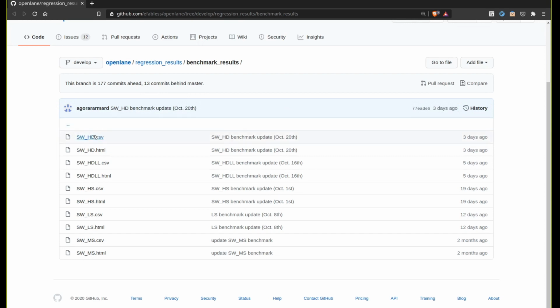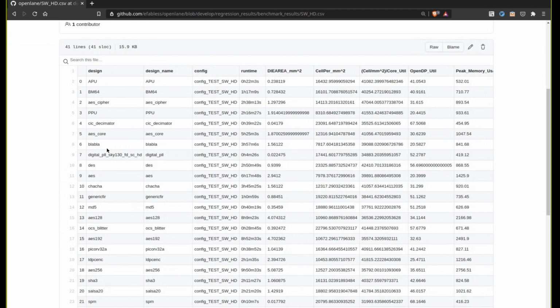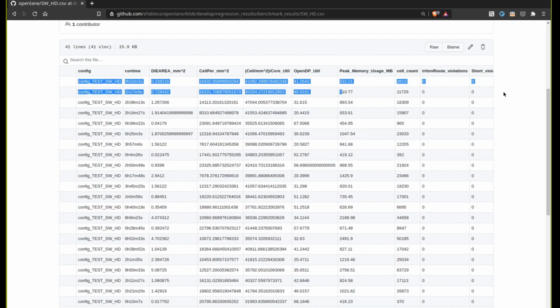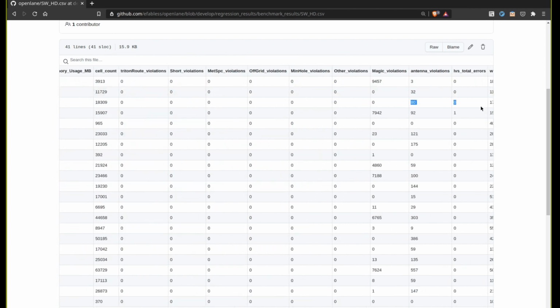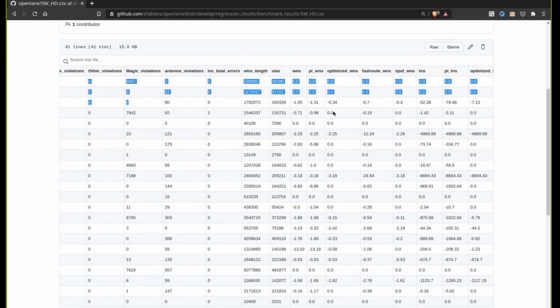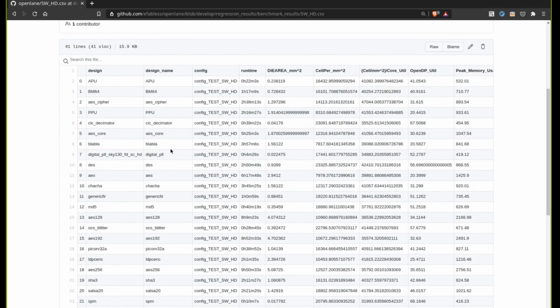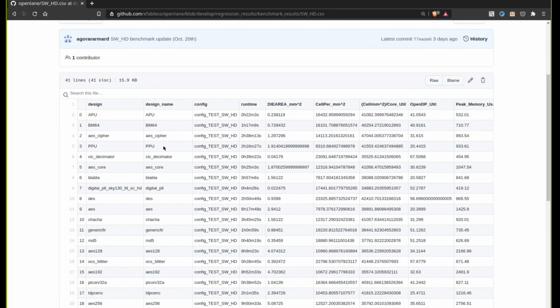So if we have a look at one of the sheets, say for the HD library, there is a lot of data about their running time, utilizations, memory use, cell count, number of violations, number of LVS errors, number of antenna violations. The reason we're storing this data directly on the repo is to make sure that every commit that is marked as stable can produce a sheet equivalent or better than the previous one.